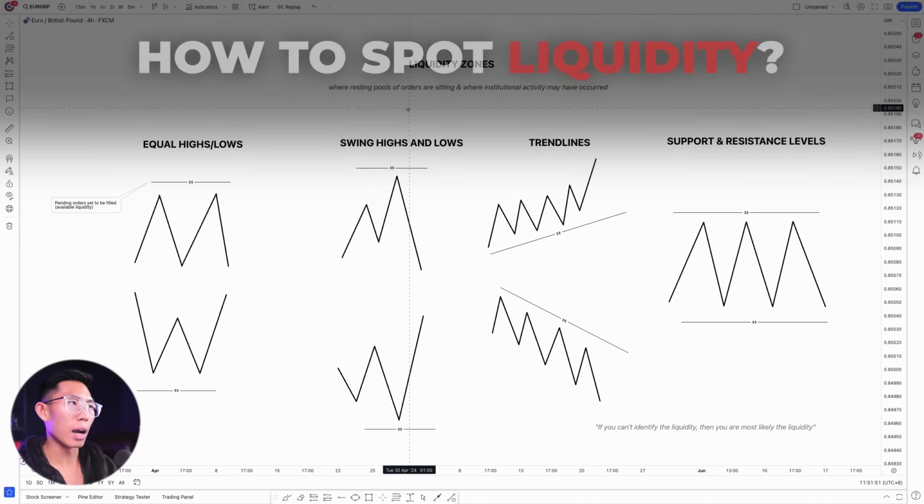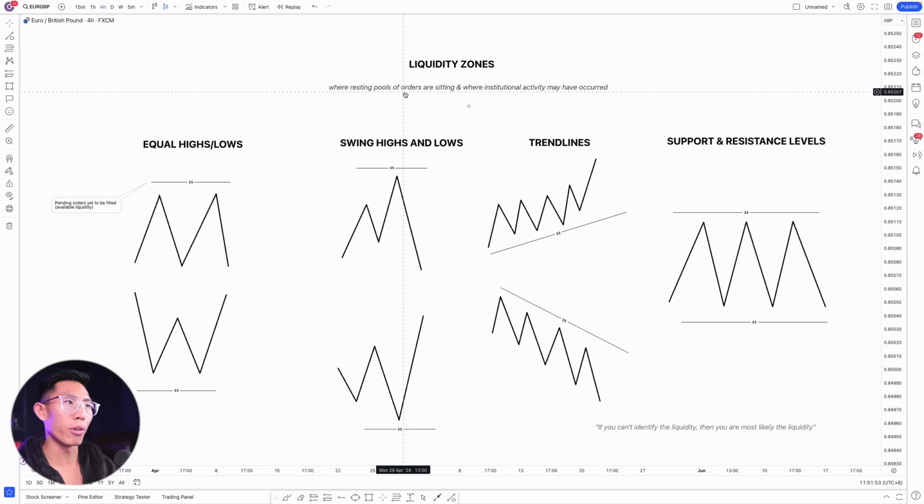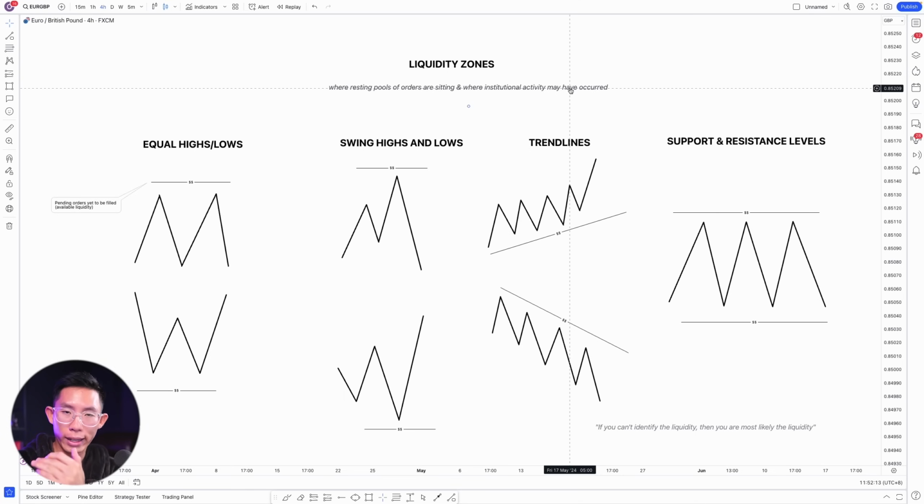So liquidity zones are basically where resting pools of orders are sitting and where institutional activity may have occurred. Like I said, our job as traders is to follow the footprints of the institution traders, the big financial institutions, the smart money, because we understand that they are in charge of this huge move. And in order for us to get in with those huge moves and trade with them rather than against them, we have to understand these liquidity zones and make sure that we identify them properly.